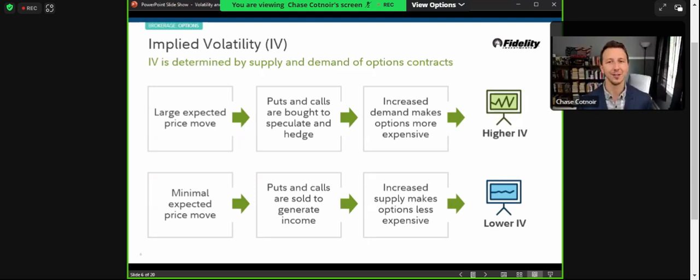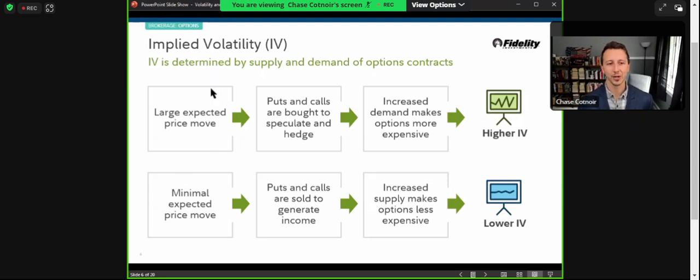The simplest way I can think about this, and Robert Kwan is the one who taught me this verbiage, is that IV is the mathematical representation of demand for options. In other words, if we peel back that word salad, if the number for IV is higher, demand is higher. If the number goes lower, demand is lower. That's how we can think about this in the simplest of terms.